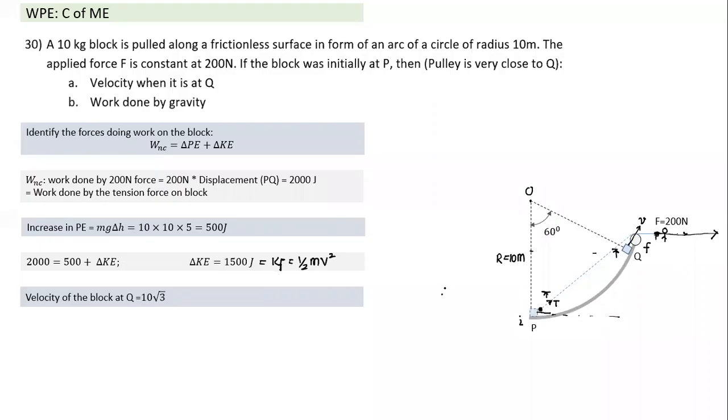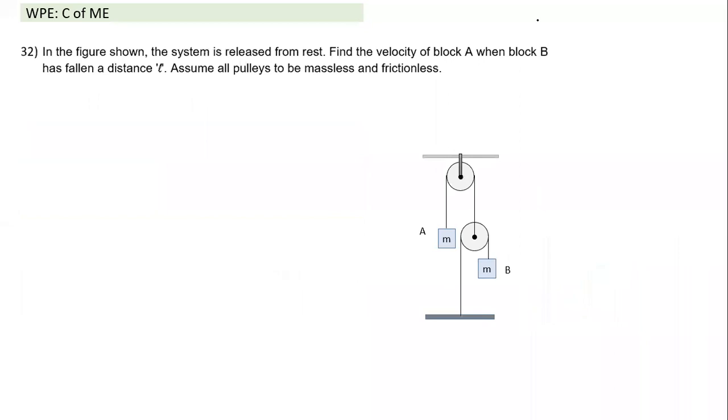So let's move to the next question. It's like this. In this question also, release from rest. There are two blocks A and B, both of equal masses M, connected by a pulley and string system. What we need to find here: as soon as we release this system, will it remain in equilibrium, or will one of the blocks move down and the other go up?